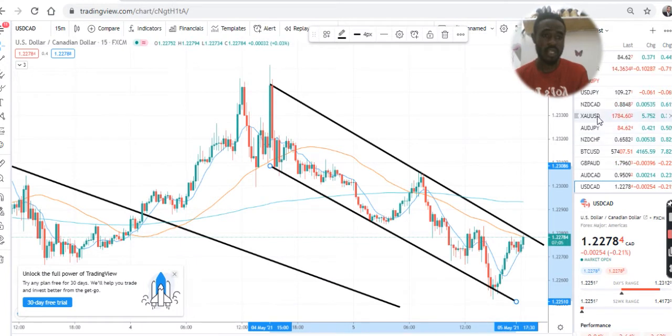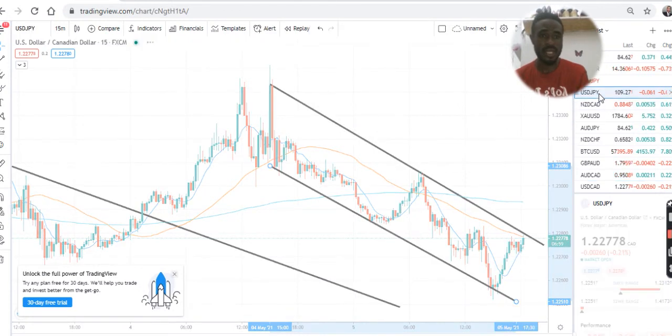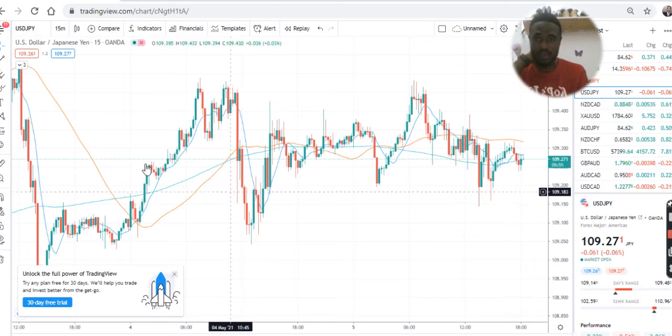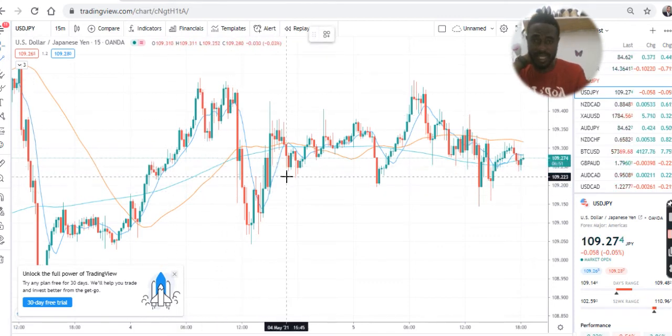Let me look for another currency pair. Let's say USD Japanese yen. I just have to come and click here. Then when it opens, I think of what to do. So now let me take another trend line.